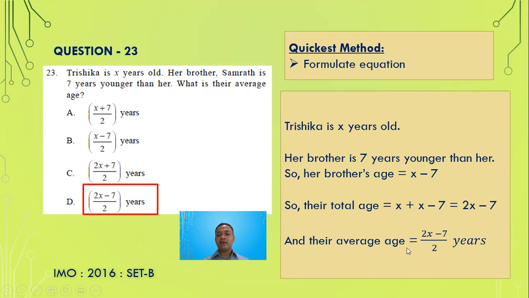So what is their average age? Average age is 2X minus 7 divided by 2, isn't it? 2X minus 7 divided by the total number. So what is the total number? It is 2, because we are calculating the average between Trishika and her brother. 2 people, isn't it?